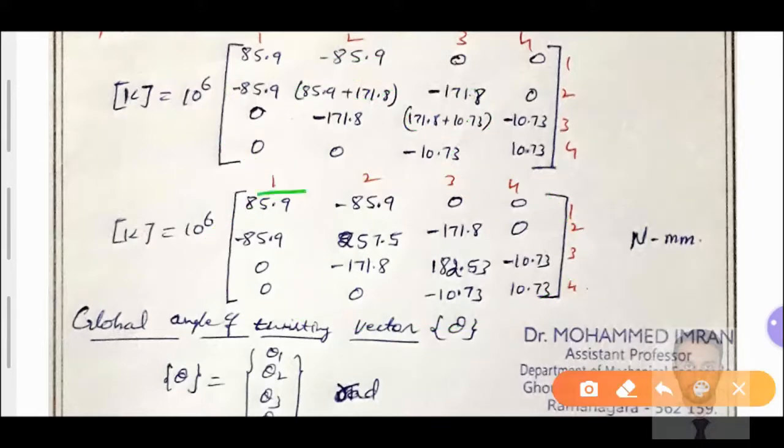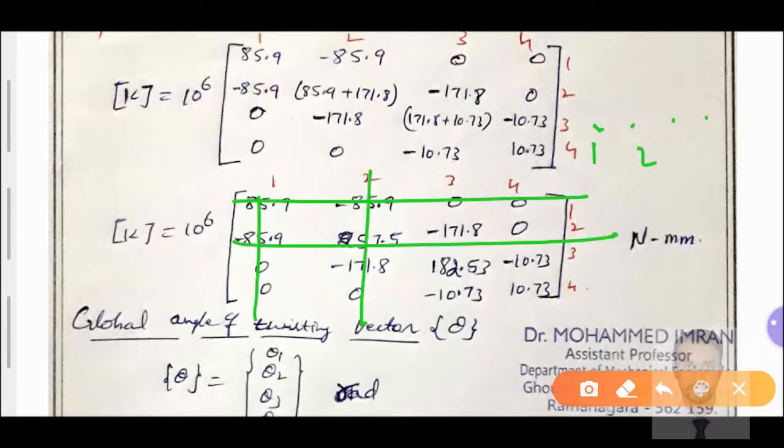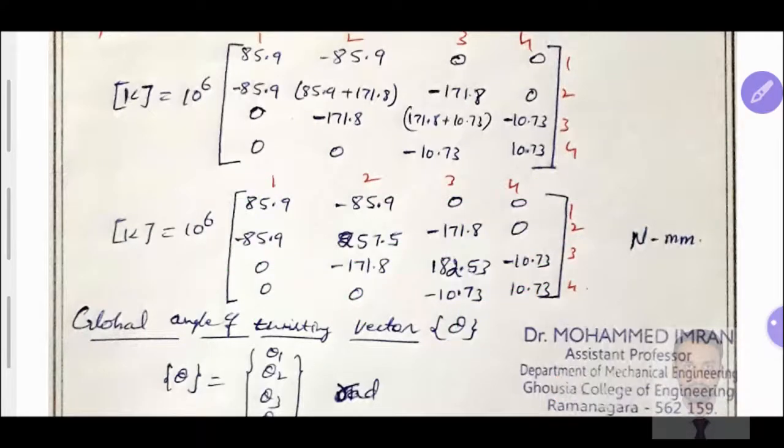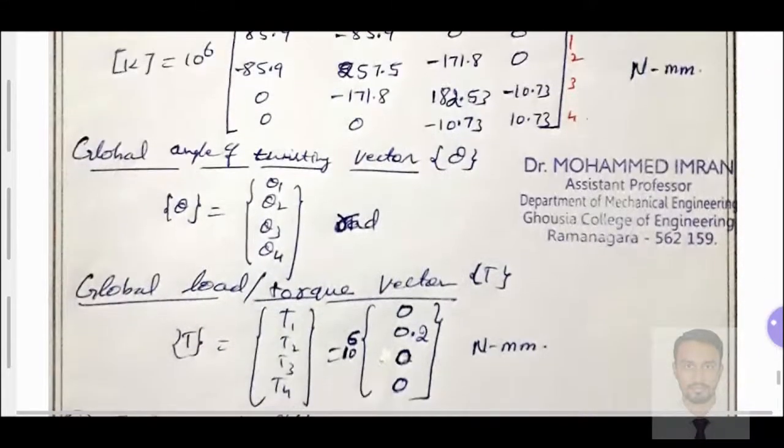We know that the row name and column name are with respect to the nodes. How many nodes do we have? 1, 2, 3, 4 nodes. The first row and first column are named with respect to the first node, the second row and second column with respect to the second node, the third row and third column with respect to the third node, and the fourth row and fourth column with respect to the fourth node, as given usually in the previous problems. The units of this stiffness matrix I have taken directly as Newton millimeter. You are very well aware of this.